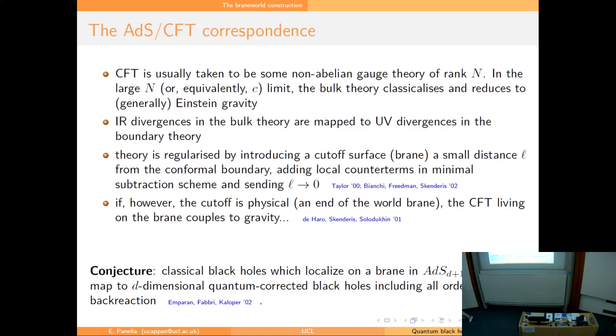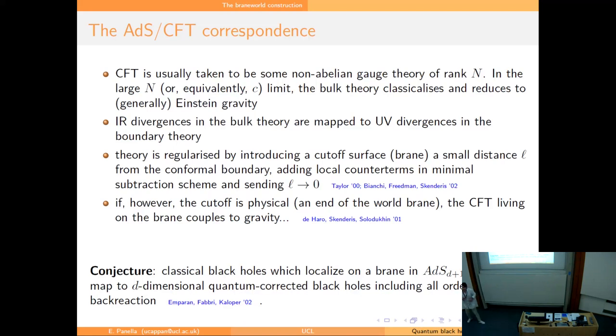But what if you don't do that? What if you don't send the cutoff surface back to the boundary and you actually make it dynamical? You give it an action, it becomes a brane with some tension. What is the theory that's induced on the brane, like an observer sitting on a brane would perceive? And effectively, it just becomes the theory that you had before, your old CFT, but it starts coupling to the metric induced on the brane.